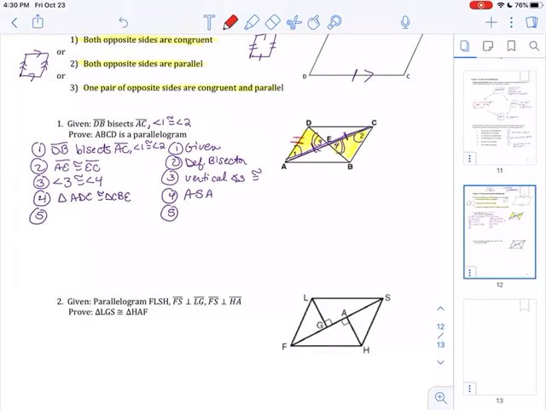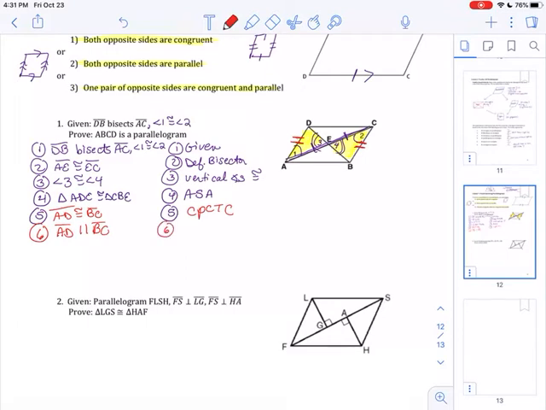Now, since my triangles are congruent, all the corresponding parts are congruent. So I'm going to do the rest of this in red. That means that AD, the left side, is congruent to BC, the right side. So AD is congruent to BC. Why? Because corresponding parts of congruent triangles are congruent. The triangles are congruent, so the rest of the corresponding sides and angles are congruent.